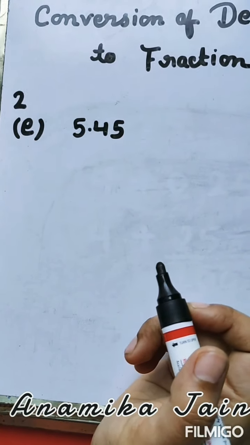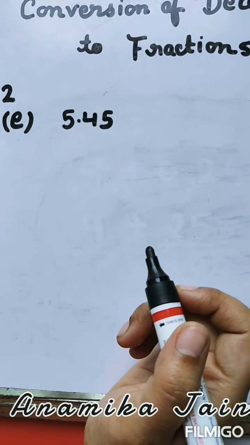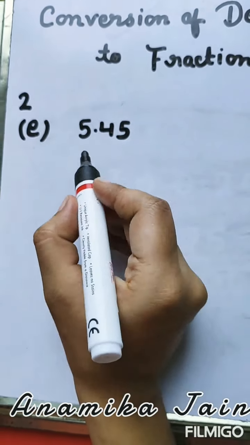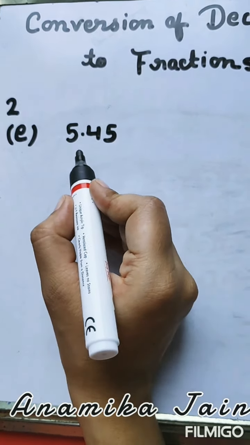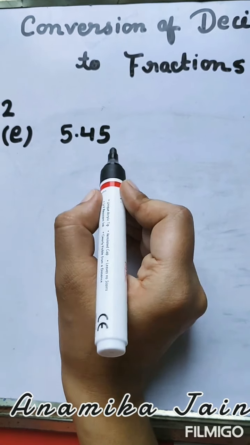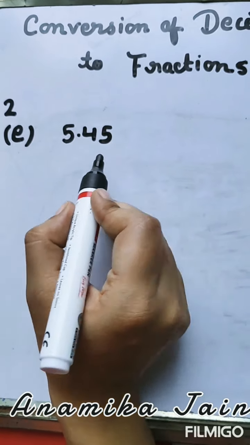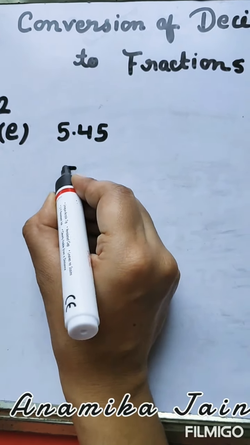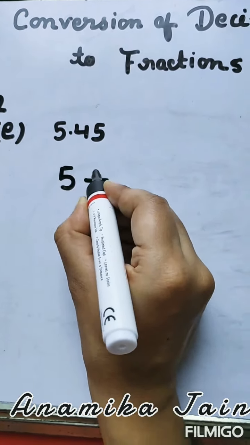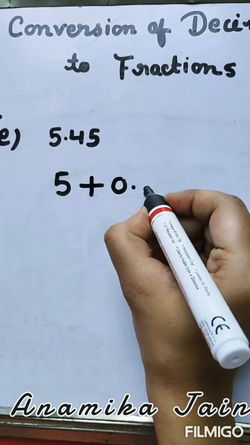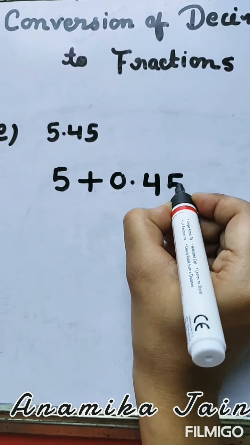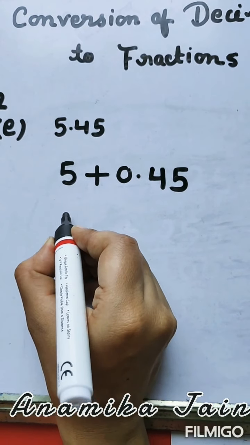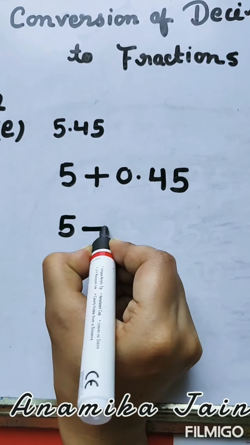Here I have taken a question from the book, page number 79, question number 2E. It is a mixed type of decimal and I have to convert it into its fractional form and then its simplest form. So first, I will split it as 5 plus 0.45. Now I know 5 is a whole number, I cannot convert it into a fraction, so I will write 5 as it is.